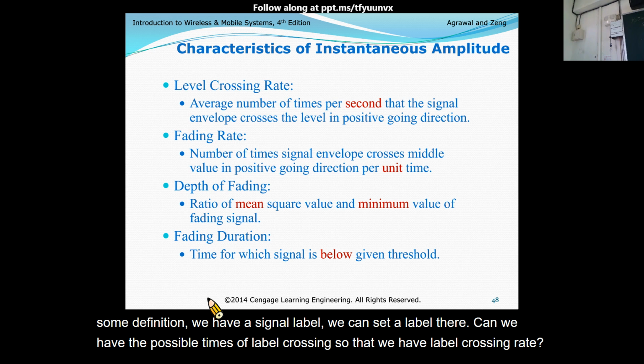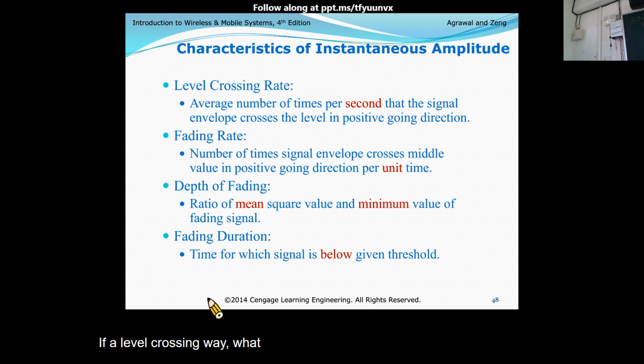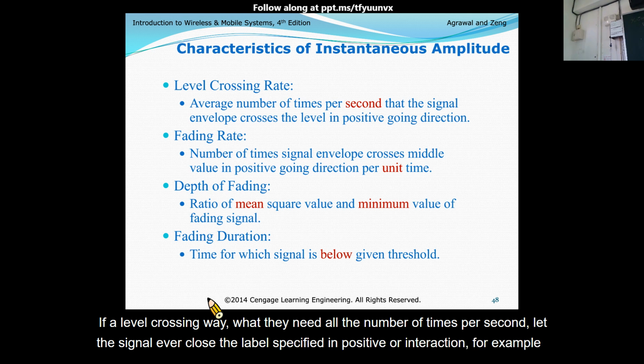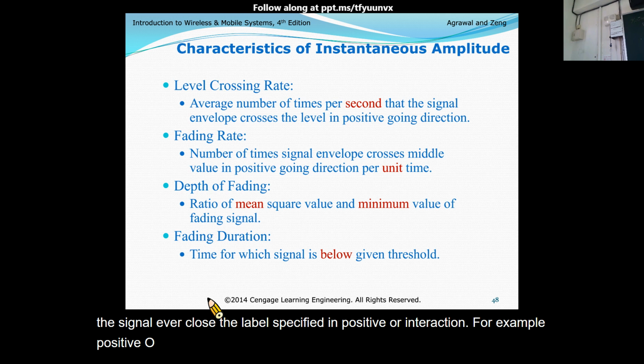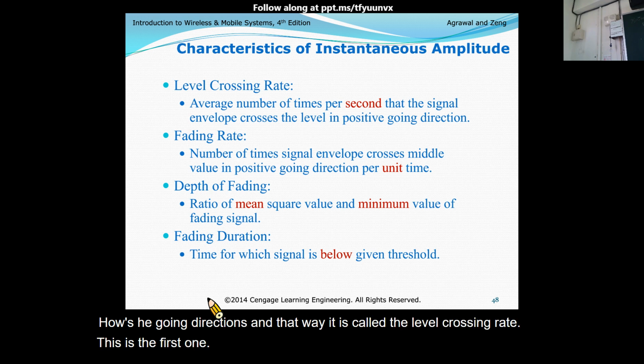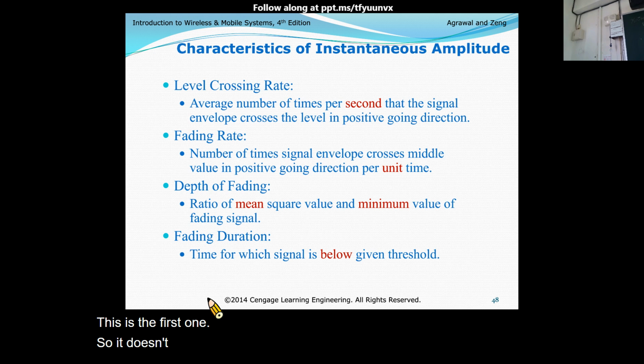What does the level crossing rate mean? It is the number of times per second that the signal crosses the specified level in the positive-going direction. For example, it crosses positive, finally gets back to negative, and then positive again. So we care about one direction, the positive-going direction, and that is called the level crossing rate. This is the first one. It doesn't mean upward and then downward. No, just upward only. No downward here.